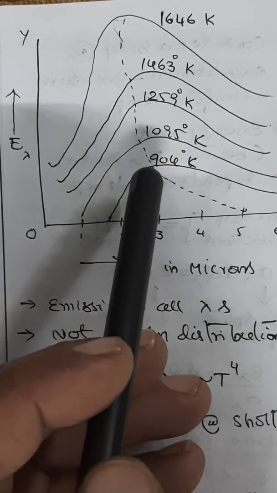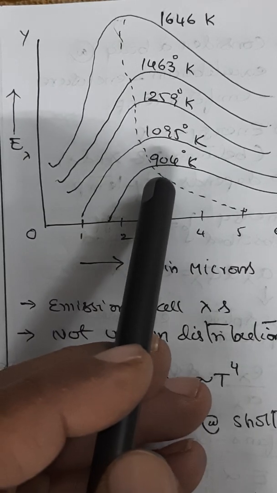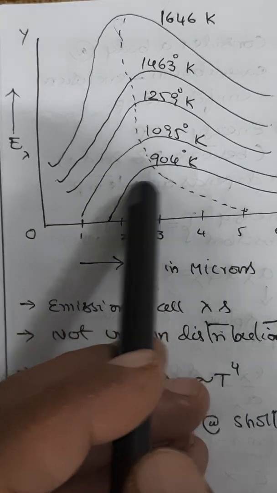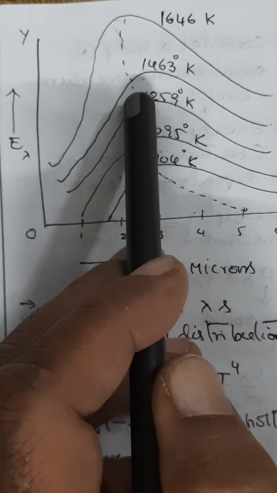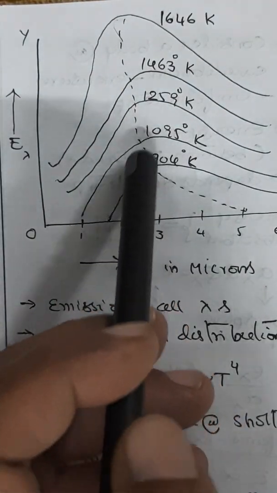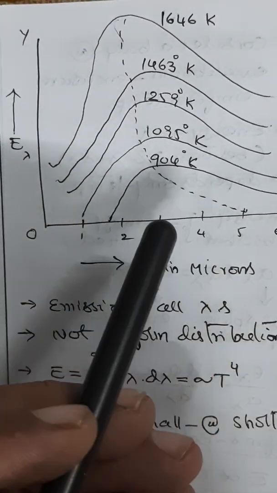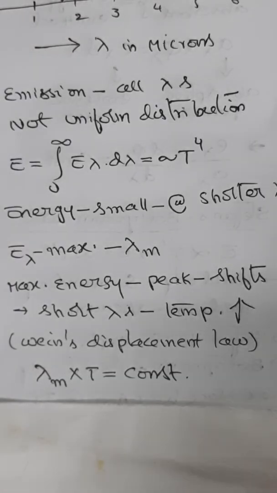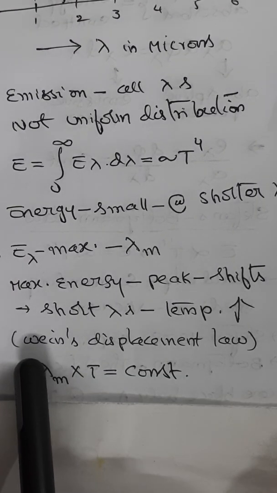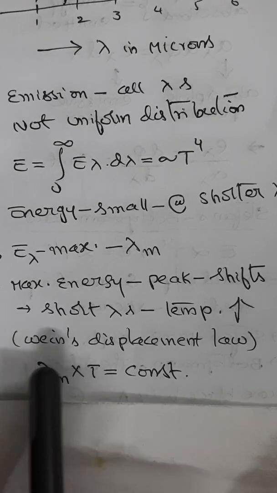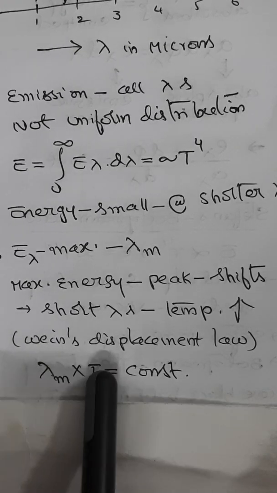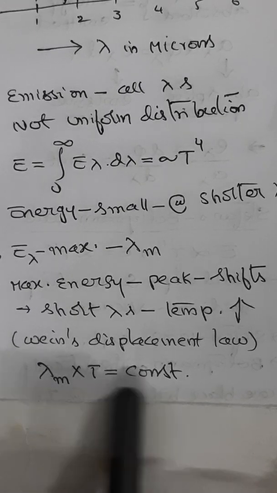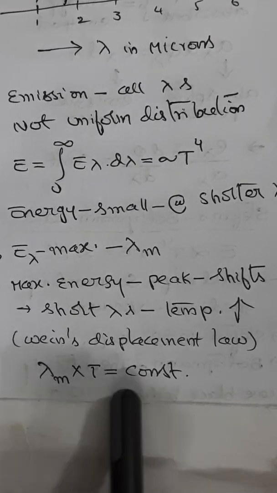So the wavelength corresponding to the maximum energy, represented by the peak of the curve, shifts towards the shorter wavelengths as the temperature increases. This is what is called Wien's displacement law. So according to Wien's displacement law, we can arrive at that maximum wavelength lambda m and the corresponding temperature. The product of these two is constant. So this is what is meant by Wien's displacement law, which anyway we shall derive later.